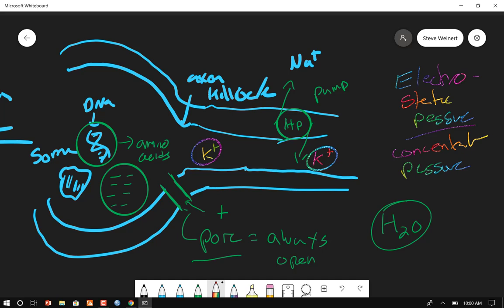So in this pore, what's flowing back and forth all the time? No, the K is potassium. Potassium is constantly flowing back and forth, back and forth, back and forth. This pore only is permeable.